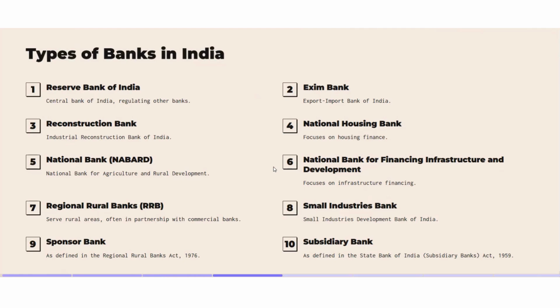A small industry bank, as we know, small scale industries faced tough times during British rule. So small scale industries were requiring immediate attention to be taken care of. So these banks were open to support the small scale industry finance in this country. A sponsor bank is defined in Regional Rural Bank under Section 1976. Subsidiary bank is defined in State Bank of India Subsidiary Bank Act 1959.